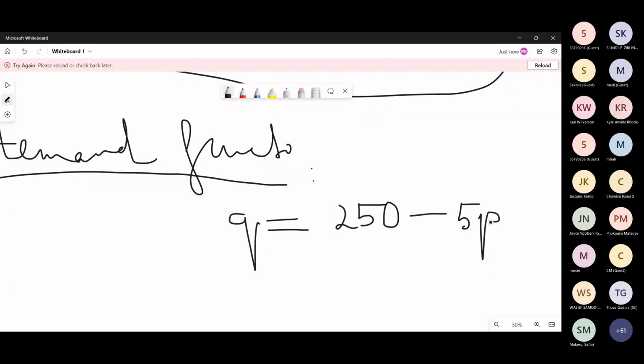Question A, find the expression for point elasticity of the demand in terms of P only, right? How do you find that? Epsilon D, elasticity. How do you compute then epsilon D here? Answer, please. Who can give the answer? Compute epsilon D.